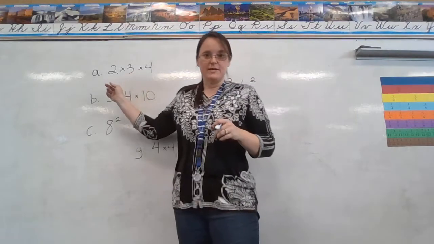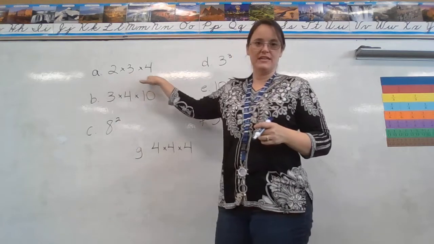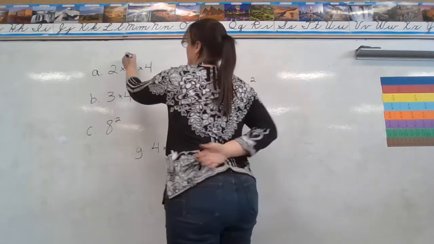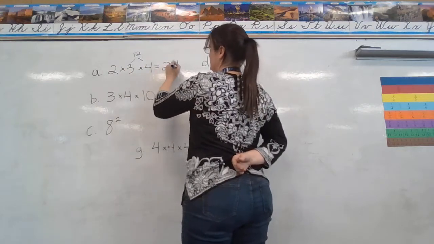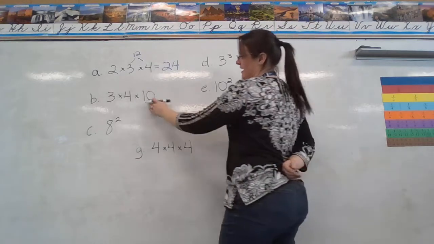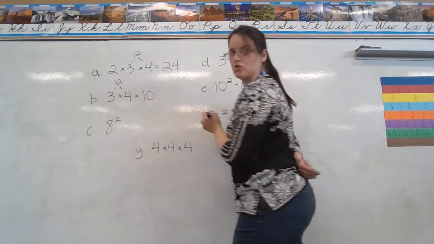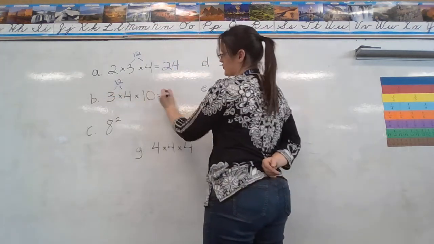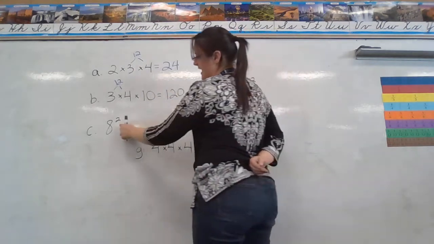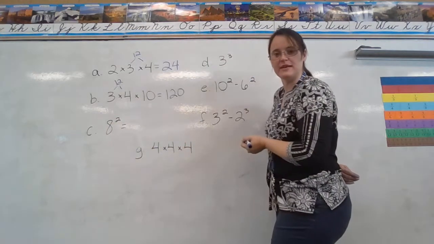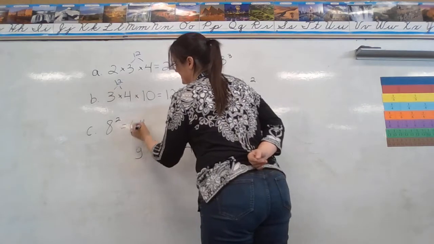So 2 times 3 times 4, I think it's pretty easy to double something. So I'm going to figure out 3 times 4 first. That gives me 12, and 12 times 2 gives me 24. Oh, I definitely want to save the 10 for last. So 3 times 4 again gives me 12, and using my tens trick, I'm just going to tack a 0 on at the end. 8 squared, that means I'm doing 8 times 8. Oh, that's 64.